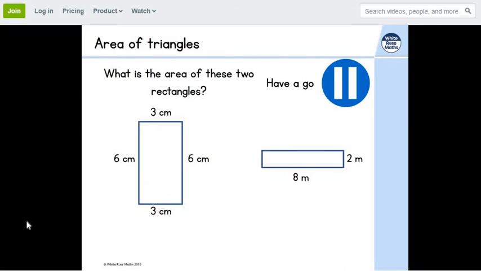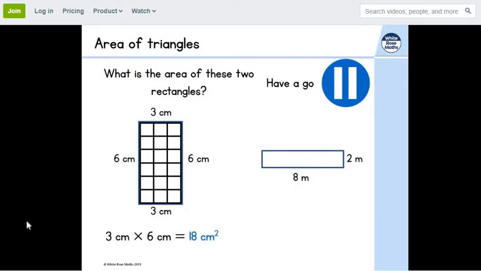So if we remember from the last time, area is the space inside. We can see that this is 3 centimetres, and 6 centimetres is its length. So in total, I could work that out by thinking, in each row there are 3 centimetres, and I could do that 6 times. Or in each column, there is 6 centimetres, and I could times it by 3. That would give us 18 centimetres squared. Right, the one on the right? Well, the length is 8 metres, the width is 2 metres, so it would be 16 metres squared.